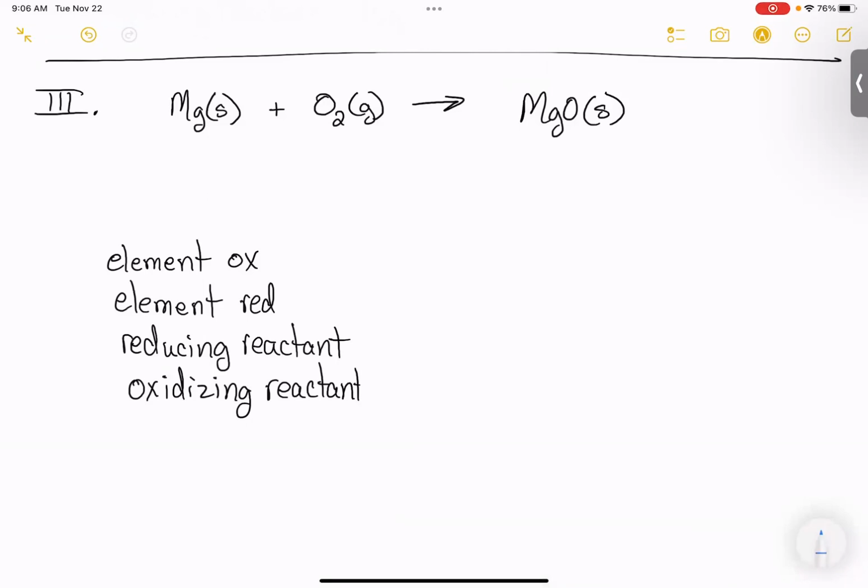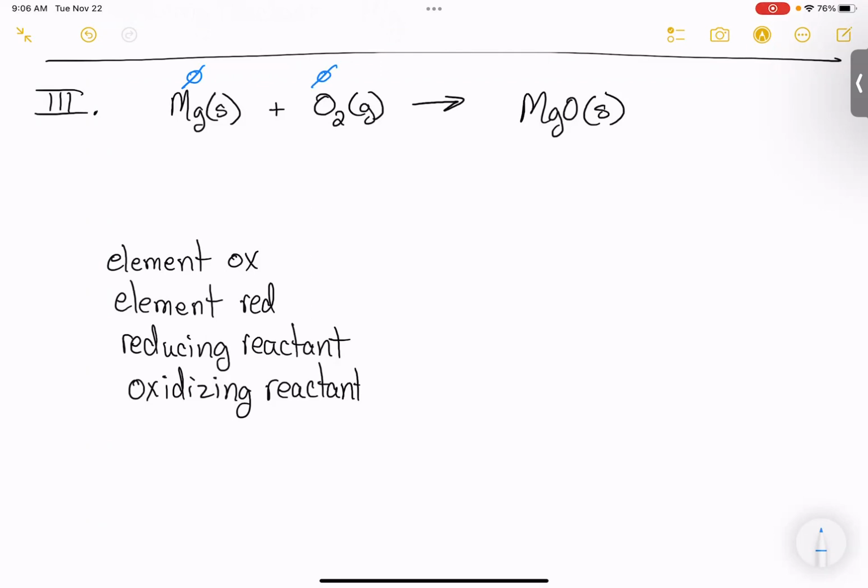So what is the oxidation state of magnesium solid? 0. And how did you know that? It contains only one type of element, and it is neutral. What is the oxidation state of oxygen, O2? It's also 0. How did you know? It contains one element and it's neutral.